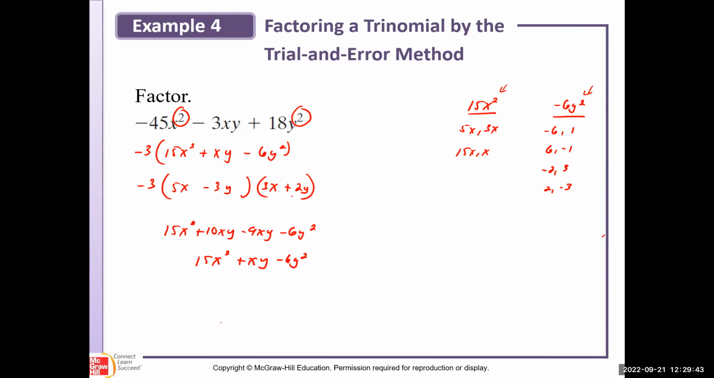And so you can see that I ended up with my positive xy and my negative 6y squared and my 15x squared. And so the factored form of the original one ends up being negative 3 times 5x minus 3y times 3x plus 2y. And so, again, trial and error can be a little bit more involved than some of the other ones. But in this case, it's just a matter of trying to get the factored form of the trinomial that you're presented with at the beginning.